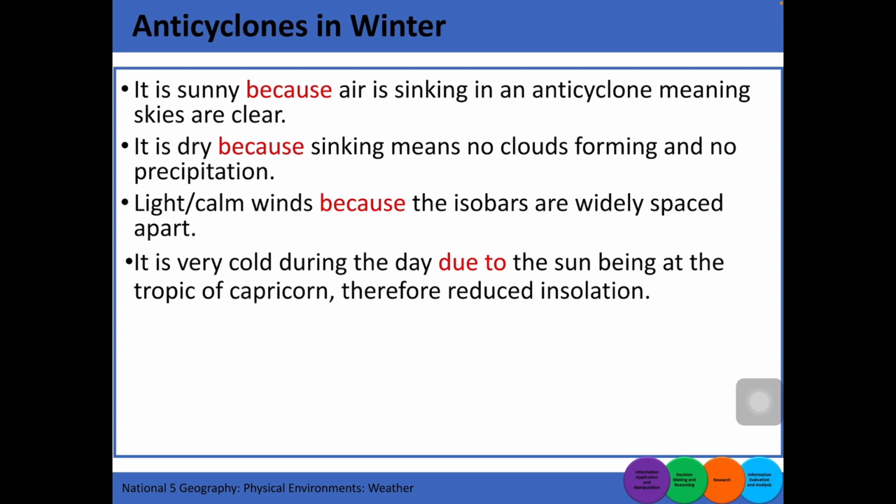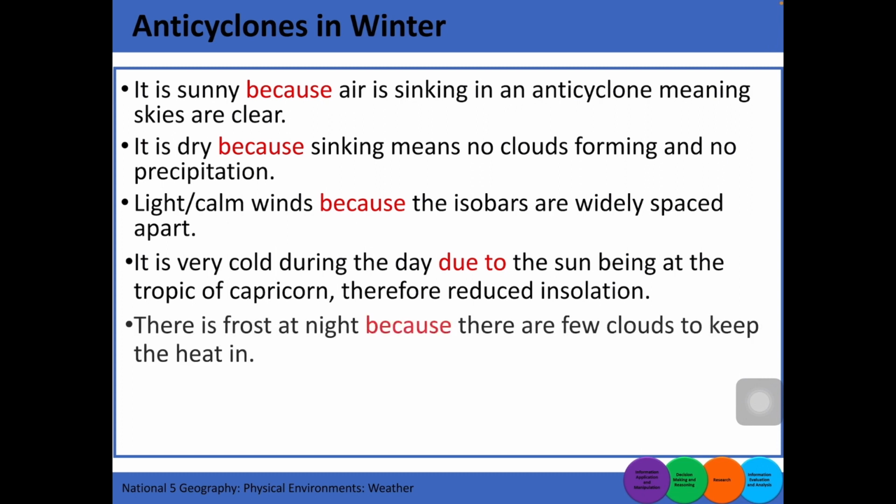It's far away from the UK at the Tropic of Capricorn, which is why it's going to be very cold during the day. Even though the sun is out, and even though the sun might be shining on the land surface, there's less insolation actually heating up the air or the surface because the sun has much more atmosphere to pass through. There is frost or freezing conditions at night because there are few clouds to keep the heat in.